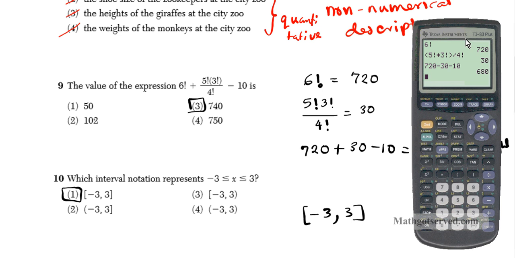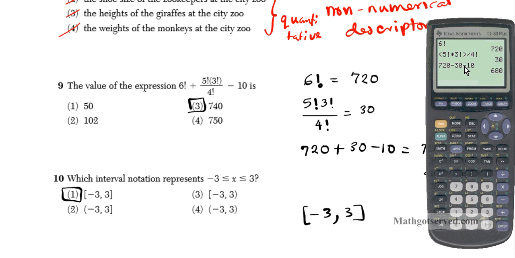correct a mistake. 720, oh, plus. So 720 plus 30 minus 10, and 740 is your final answer. Okay? All right, question 10.